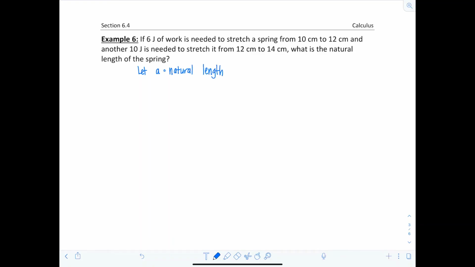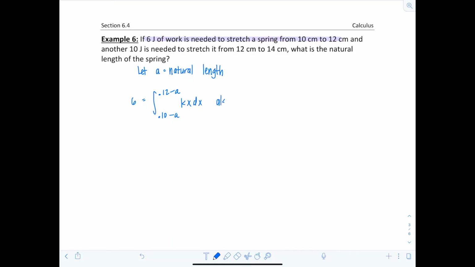And they've given me 2 different sets of information. They've told me 6 joules is needed to stretch it from 10 to 12 centimeters. So as an integral, that means 6 is equal to, because that's the work, the integral from 10 to 12, that would be 0.10 minus whatever the natural length is, and then 0.12 minus whatever the natural length is. I also don't have k, kx dx. So that's from that first piece of info.